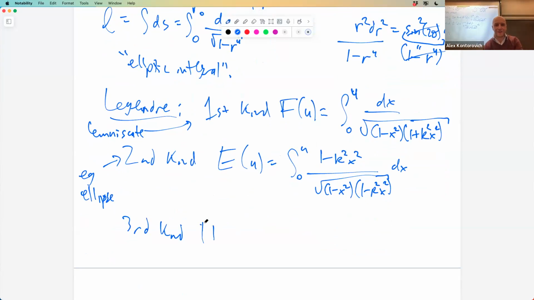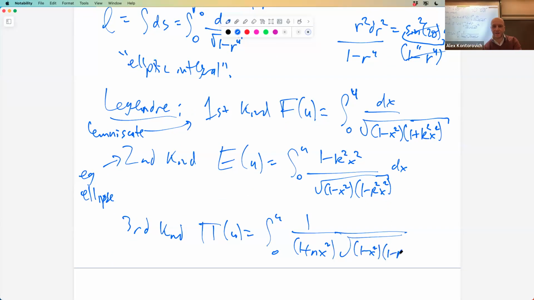Doesn't really matter. It goes by capital pi. I'll write it down just for completeness, but there's no reason to remember these things. I don't remember these things. 1 plus n x squared times the same kind of 1 minus x squared times 1 minus k squared x squared. Something like this. Don't quote me on any of this. It's not so important what these are.